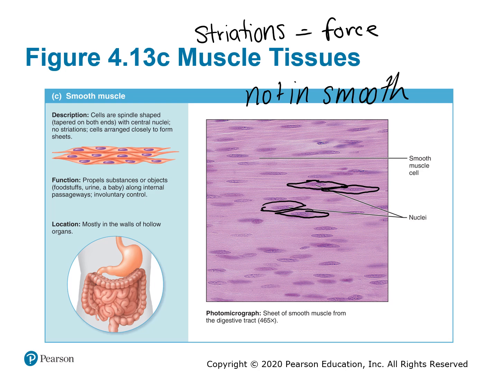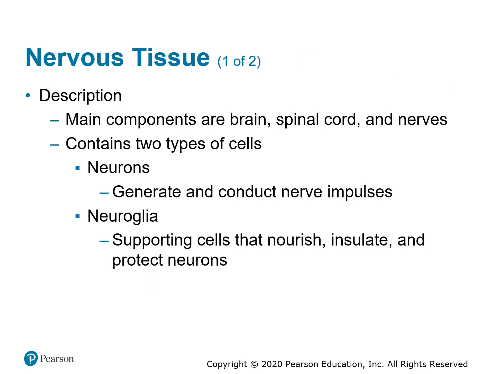And now we're going to move on to our last tissue type, nervous tissue. My favorite, to be honest. Nervous tissue functions to send electrical signaling throughout your body. Their special job is to carry electrical impulses.